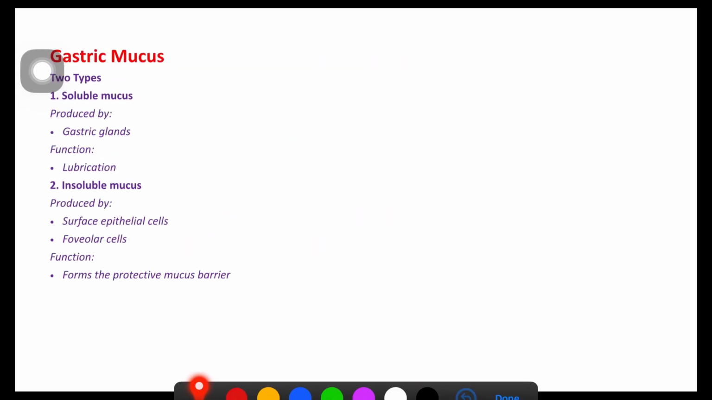Now, something about gastric mucus. There are two types of mucus, soluble and insoluble. Soluble mucus is produced by gastric glands, and its function is lubrication, whereas insoluble mucus is produced by foveolar as well as surface epithelial cells, and its function is protection.